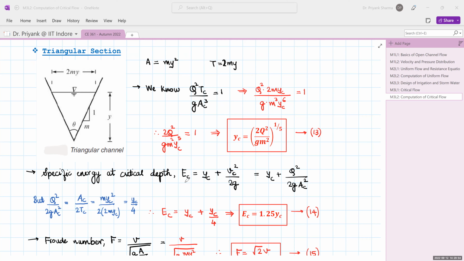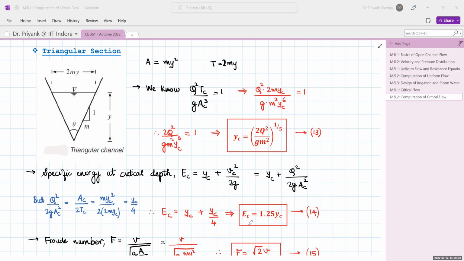So we'll now compute the specific energy. So Ec is equal to yc plus Vc square by 2g. So V is equal to Q by A. So that becomes yc plus Q square upon 2g Ac square. Now using this relationship, we will try to make some changes. So we have Q square upon 2g Ac, and the remaining term we are taking on the RHS, that is Ac by 2Tc, and we'll substitute the value. So that is m yc square upon 4 m yc, and this entire term becomes yc by 4.